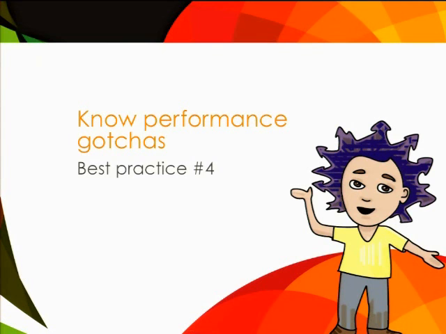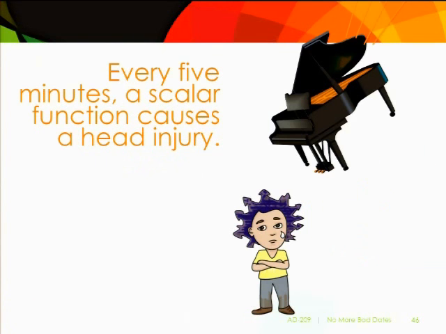Performance gotchas. Performance gotchas are definitely my favorite part of this talk. When I did 24 hours of PASS, this slide had a kitten beneath the piano, and I did get some negative feedback on killing the kitten. So in this case, I have a developer, right, beneath the falling piano. I hope that's less offensive than a kitten.